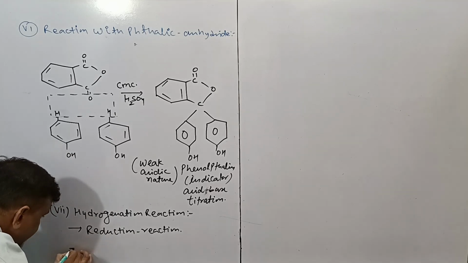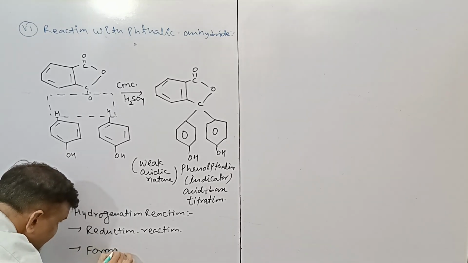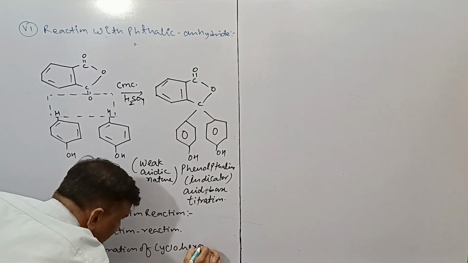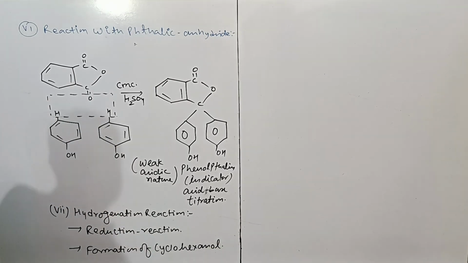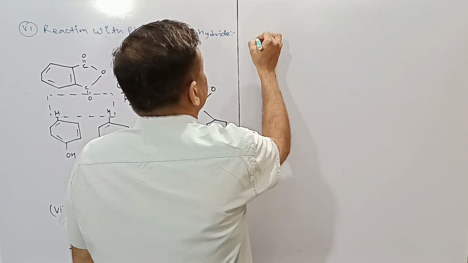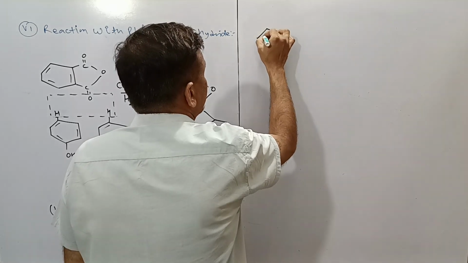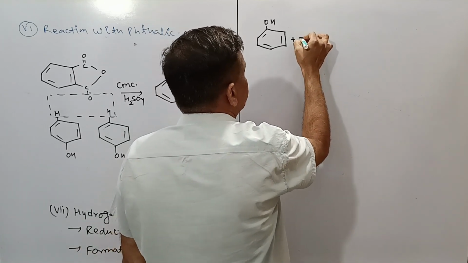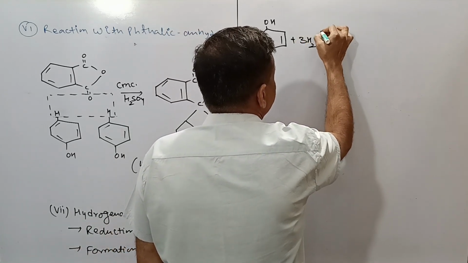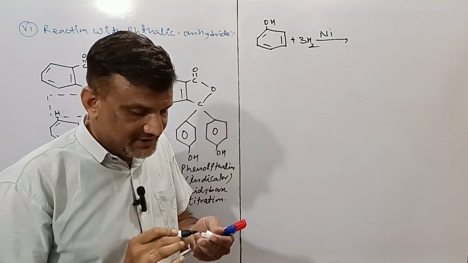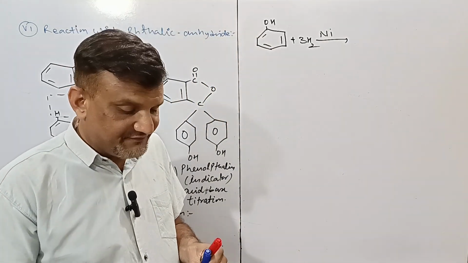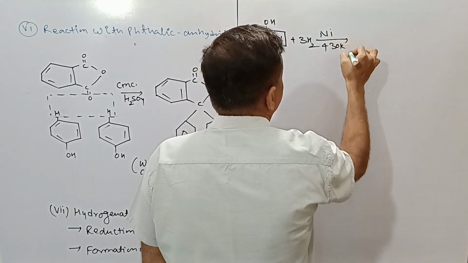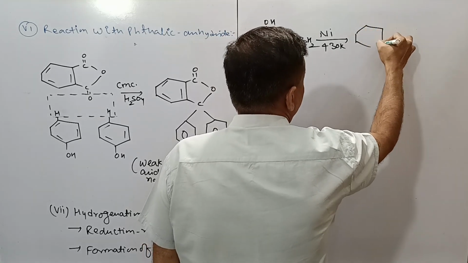Here there will be formation of cyclohexanol. How? This is the phenol. Here I will take H2 in the presence of Ni. Nickel catalyst is too important, my dear. And the temperature will also be high, approximately 430 Kelvin. So here there will be formation of cyclohexanol.